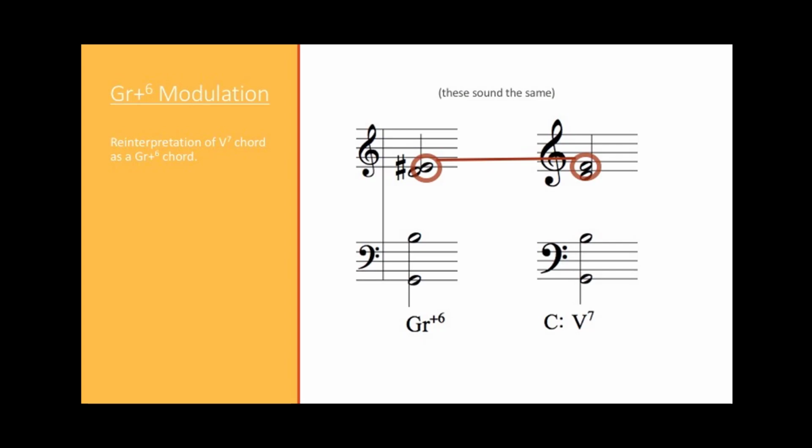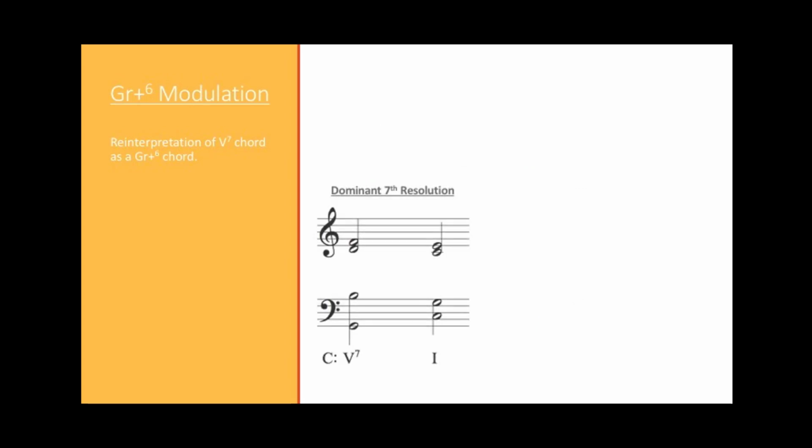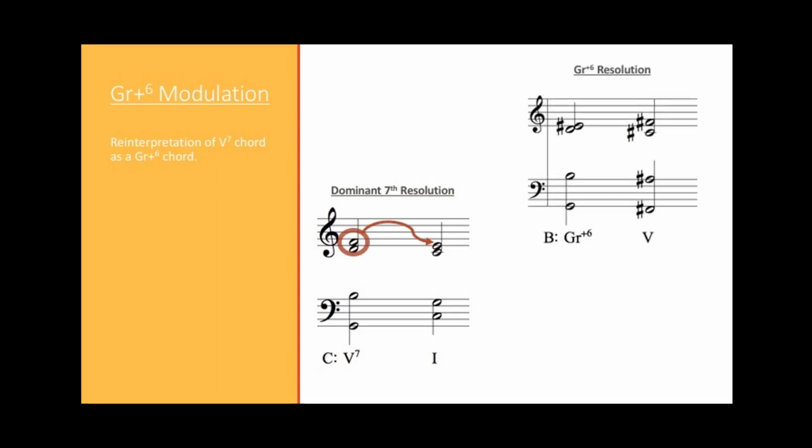However, because of its spelling, we expect it to function differently than the harmonic minor seventh. While we might expect the minor seventh to resolve down by step, as is typical of music in the common practice period, when it is spelled as an augmented sixth, we expect that interval to expand out to an octave.